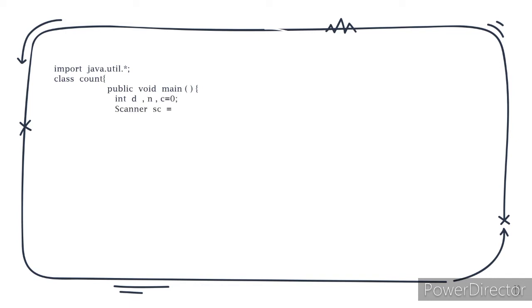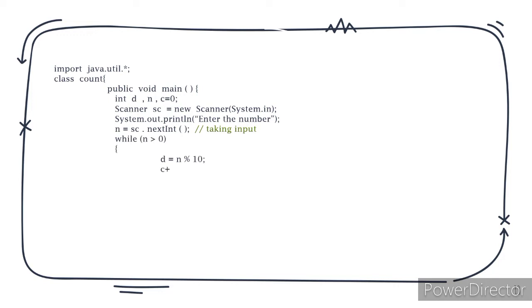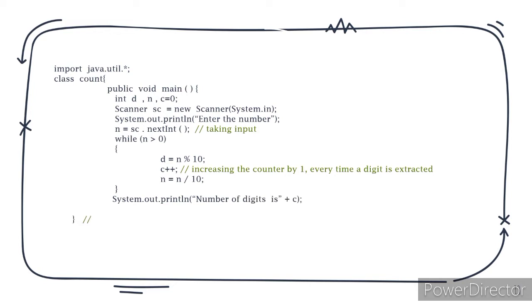I have taken a counter c as 0, which will keep increasing by 1 every time I get a digit. So while n is greater than 0, d is equal to n modulus 10, c++. c++ is working as a counter which is increasing by 1 every time a digit is extracted. And then n is equal to n/10. System.out.println, the number of digits is c.